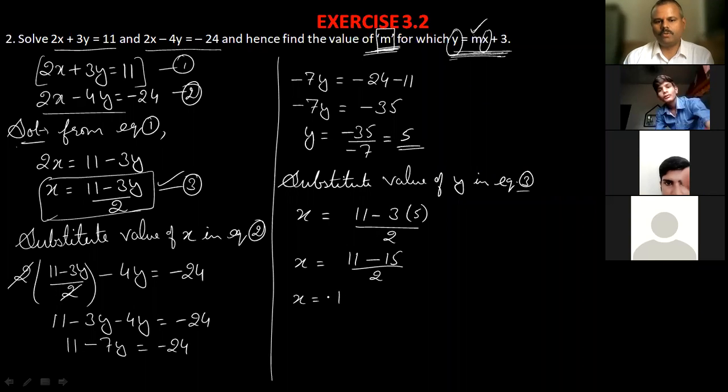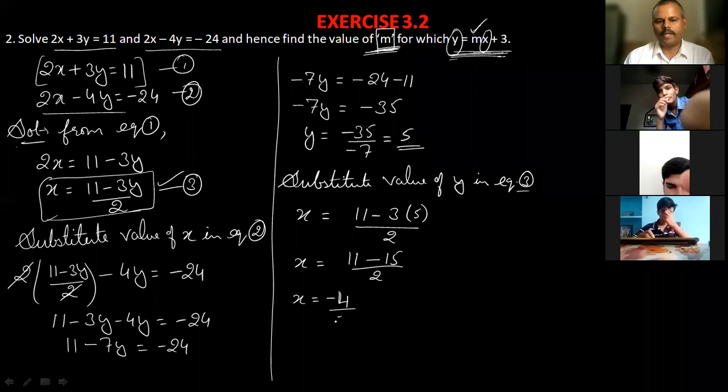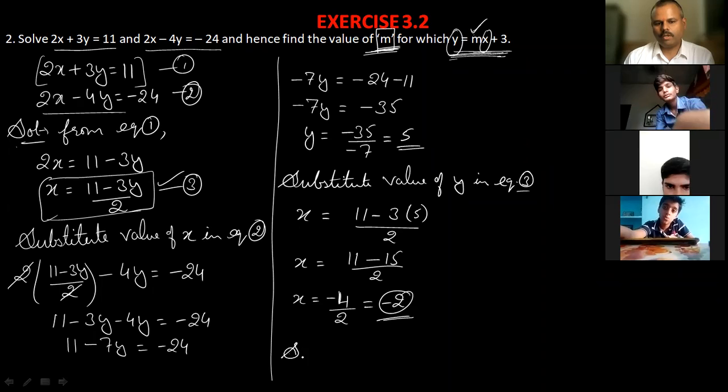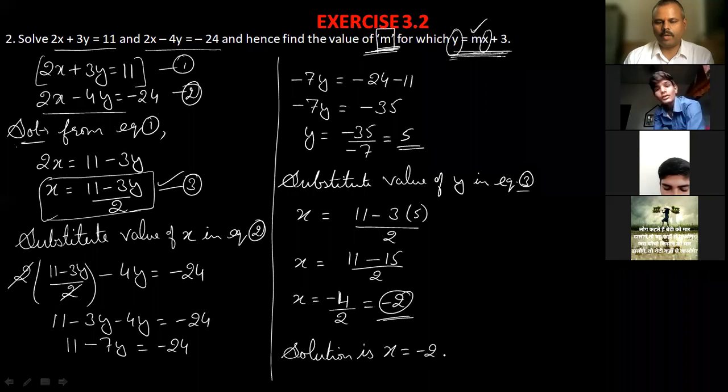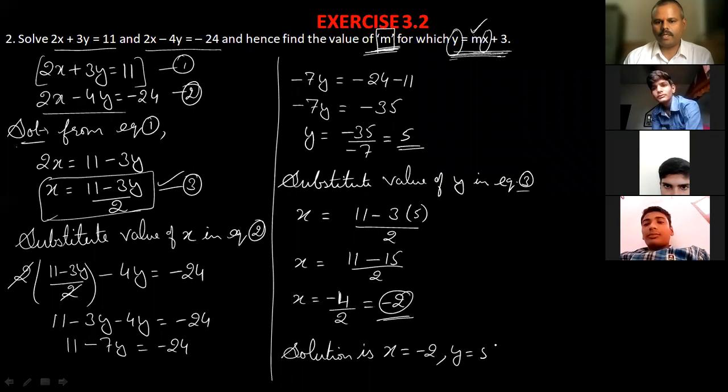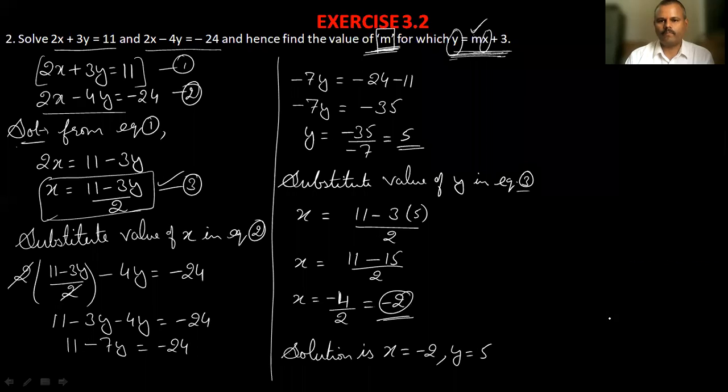x equals 22 minus 15 upon 2, which is minus 4 upon 2, which is minus 2. So the solution is x equals minus 2 and y equals 5.